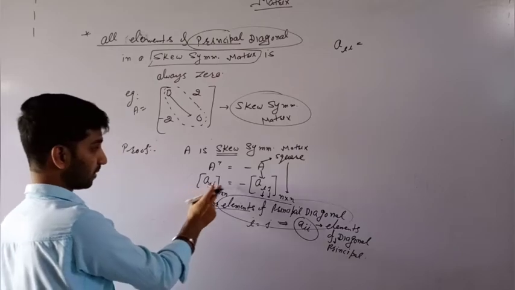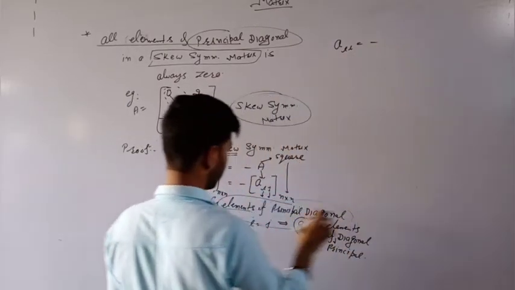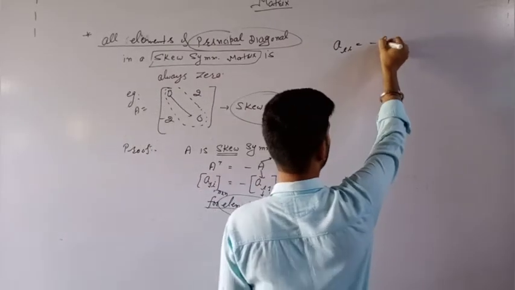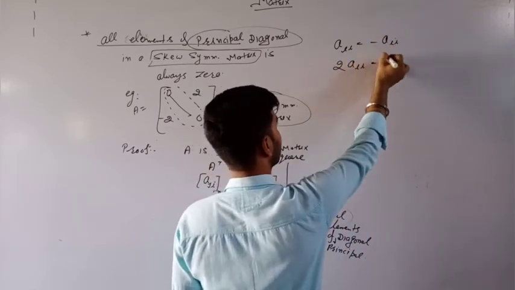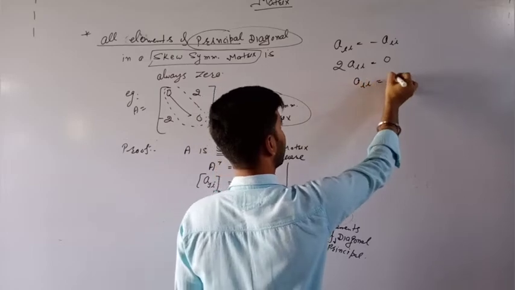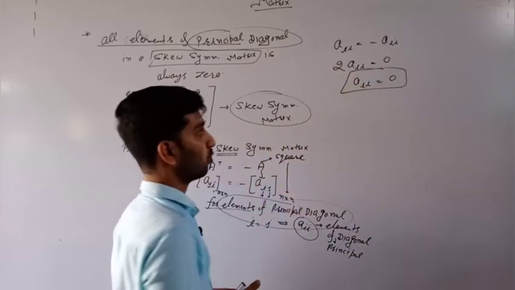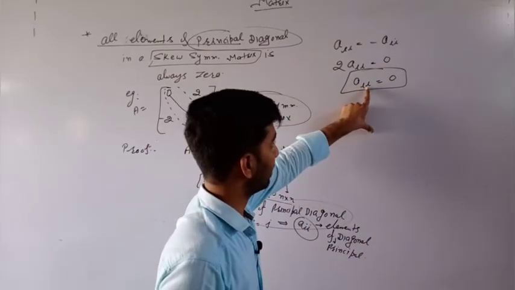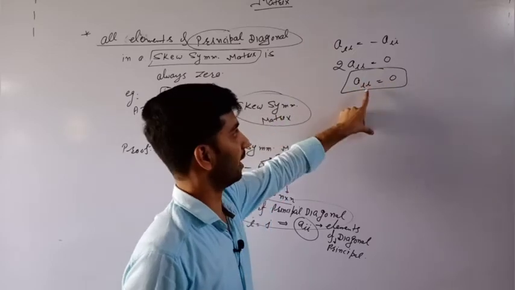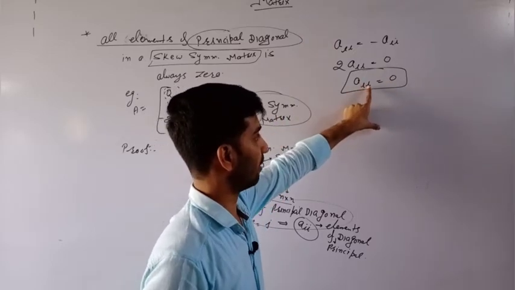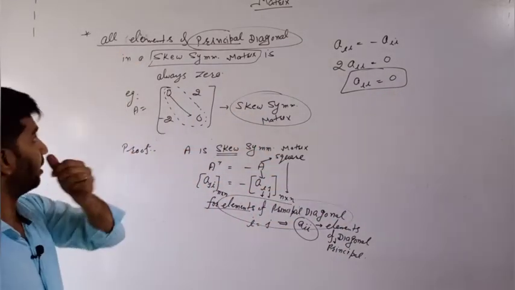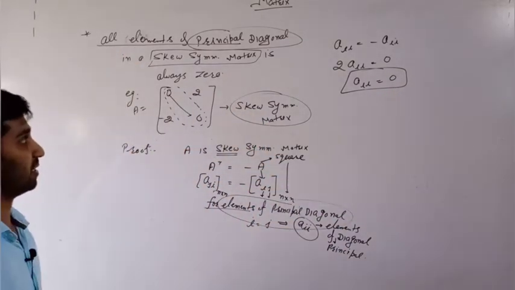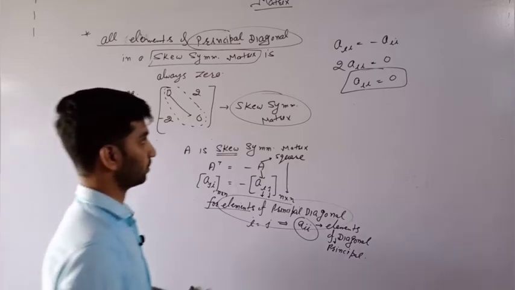So j is equal to i, both are the same, so 2aii is 0 and aii is 0. So it is proved that all the diagonal elements are 0: a11, a22, a33, a44, a55, a66 all are 0. So it is proved that all the elements of the principal diagonal in a skew symmetric matrix are always 0.